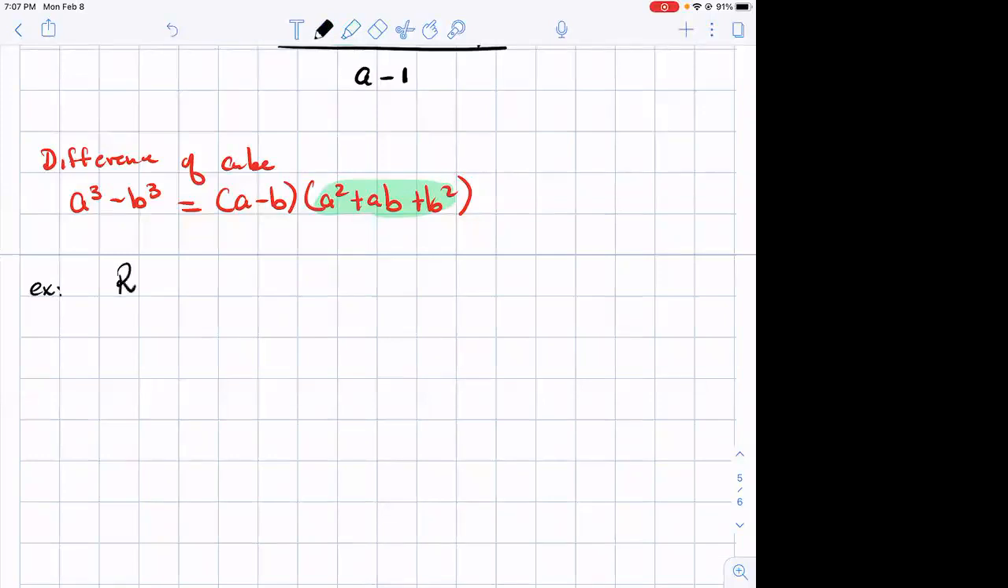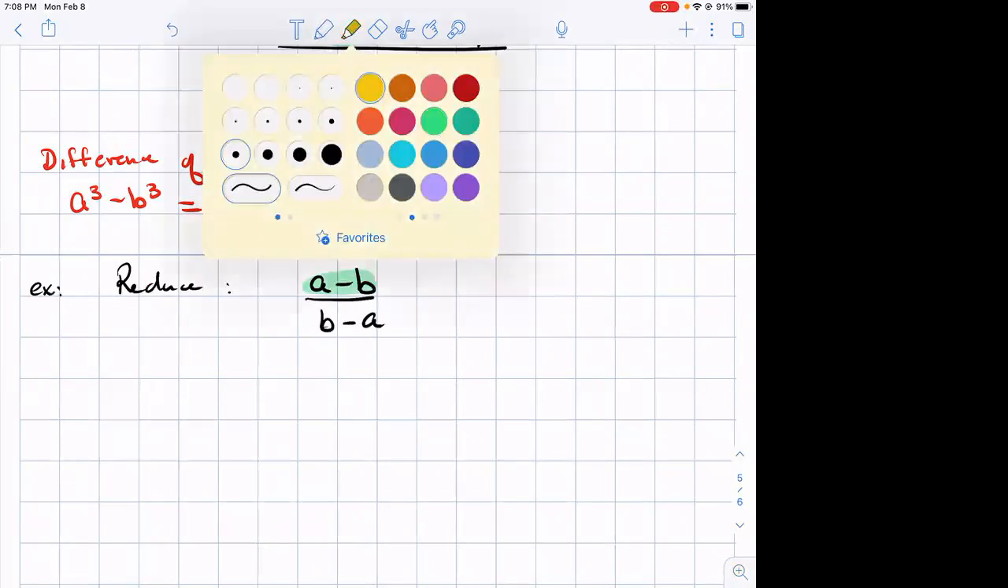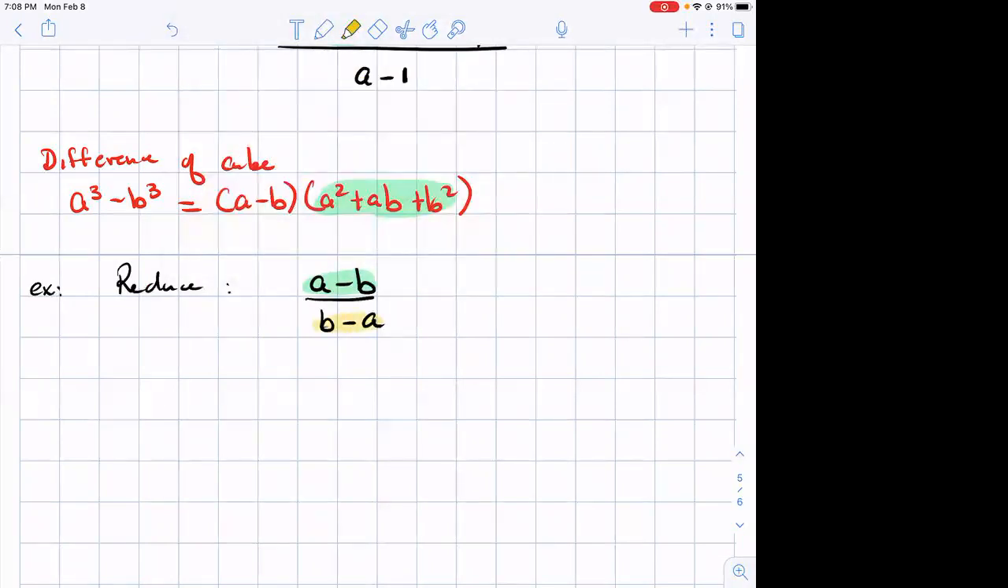Simple reduce. How about if I ask you to reduce A minus B over B minus A? Now, notice that A minus B is completely different from B minus A, okay?